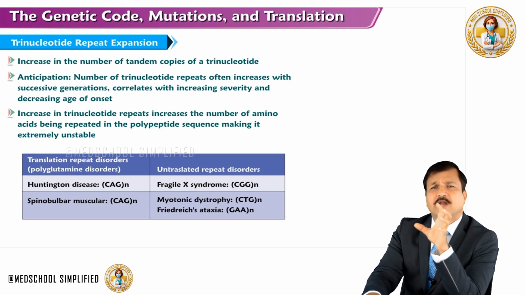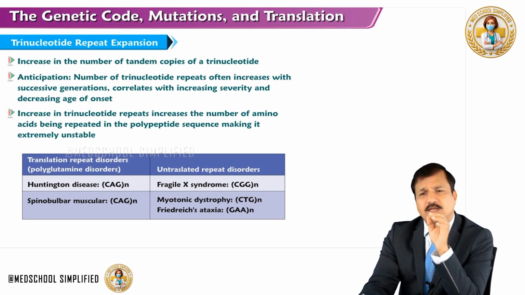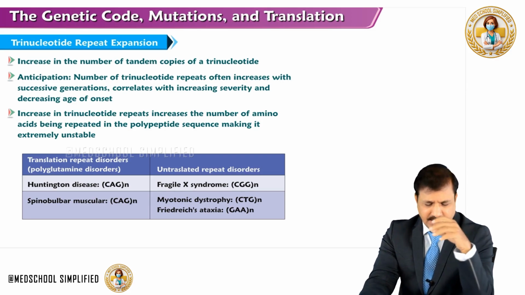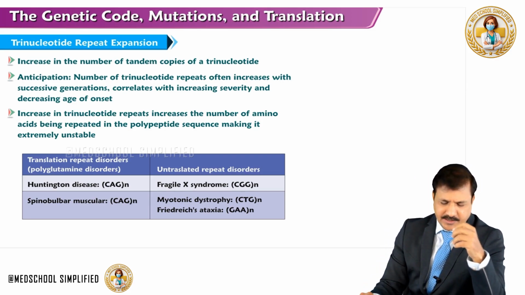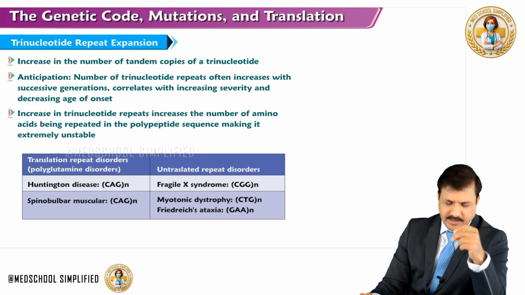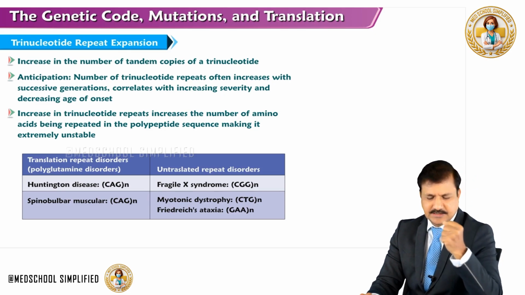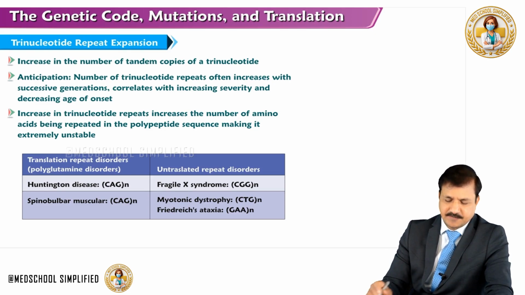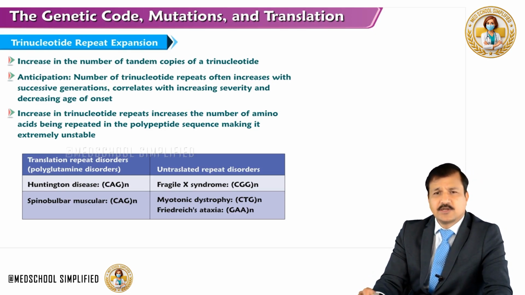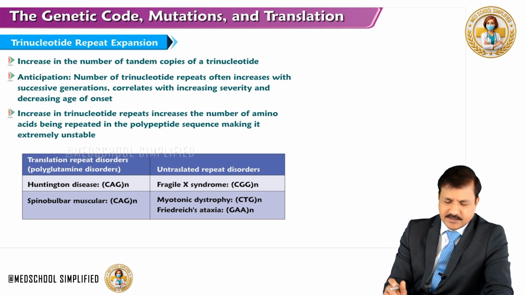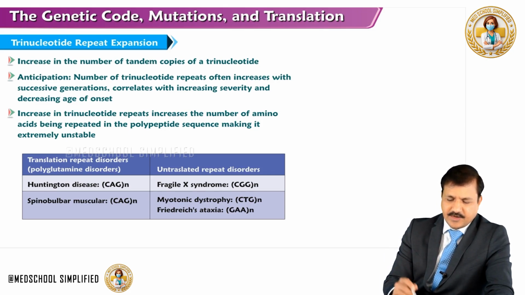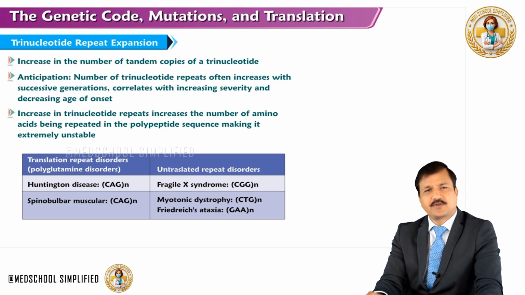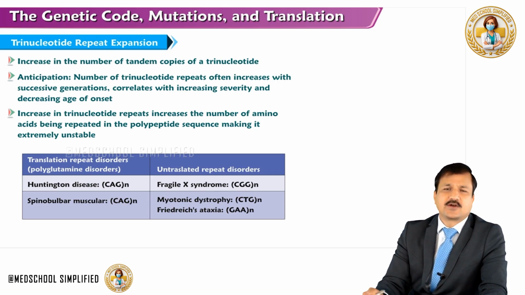The expansion of trinucleotide repeats in the mutant allele can be in a coding region or in an untranslated region of the gene. Some of the trinucleotide repeat disorders given here are Huntington disease and spinobulbar muscular dystrophies, and those occurring in untranslated regions are Fragile X syndrome, myotonic dystrophies, and Friedreich's ataxia.